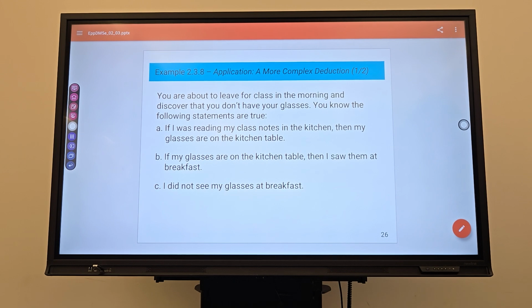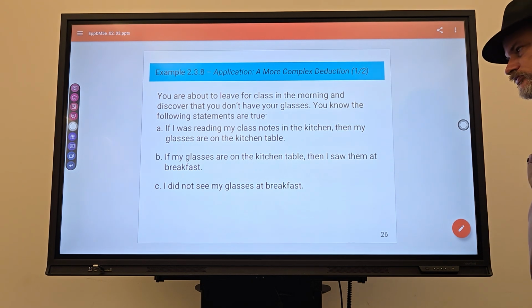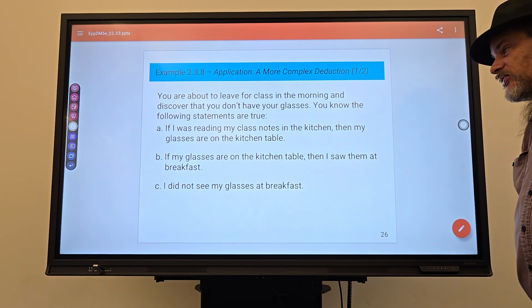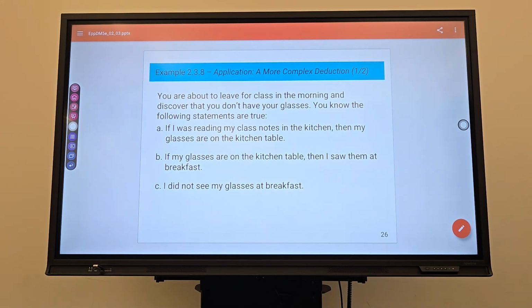Okay, here's a little bit more complex of a problem. You don't have your glasses when you get to class. You know these things are true. If I was reading my class notes in the kitchen, then my glasses are on the kitchen table. If my glasses are on the kitchen table, then I saw them at breakfast. I did not see them at breakfast.